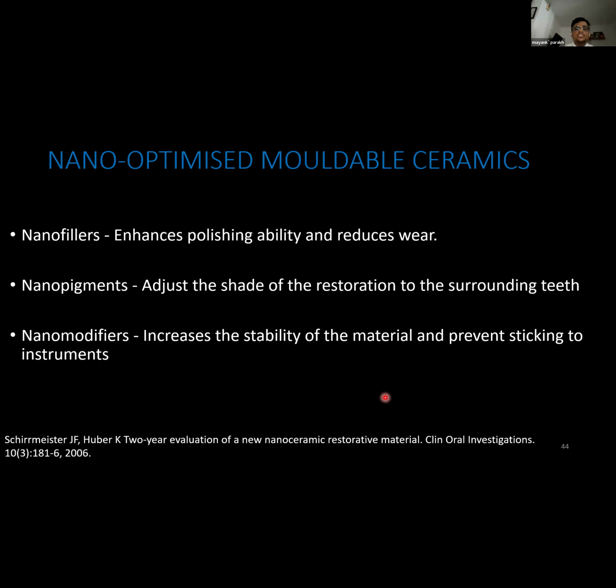You can use them as pigments. So when you're trying to match the color of the adjacent teeth, these nanopigments can flow into these smaller areas and help you in a better shade match. And some nano modifiers can also be used, which help to enhance the stability of these materials and also prevent sticking of the component to the instrument. This is a very important problem. This is a common problem that clinicians face where the composites keep sticking onto the instruments. Once the nano modifiers are added, the odds are reduced significantly.